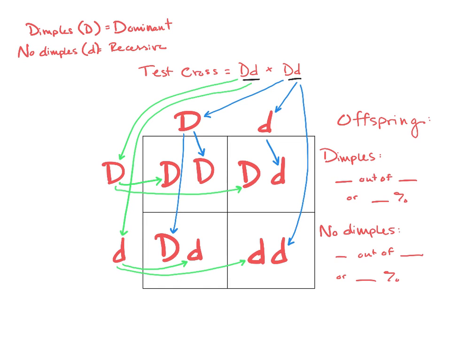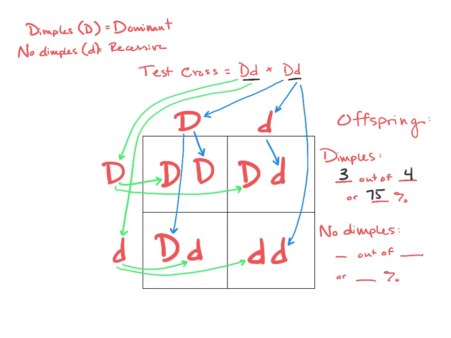Our last step is to count the number of offspring who show dimples and the number of offspring who do not show dimples. So offspring that show dimples, again, either have to be homozygous for dimples or heterozygous for dimples, because dimples is a dominant trait. So what we find is that we have 1, 2, 3 individuals that show the trait for dimples. So that's 3 out of a total of 4 possible offspring. 3 out of 4 is the same as 75%. So 75% of their offspring would potentially have dimples.